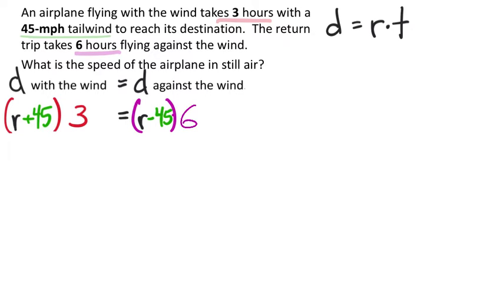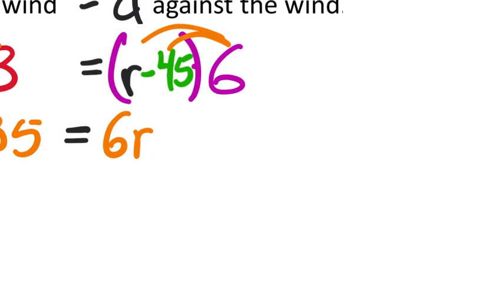Well, now we have the equation set up. It's only got one variable, and it's the variable we're trying to solve for. That's the speed of the airplane. So I'll distribute the 3. That's 3R plus 135. And then that would equal distributing the 6. 6R. Then 6 times negative 45, that'd be negative 270.